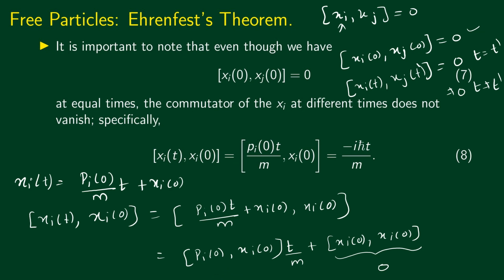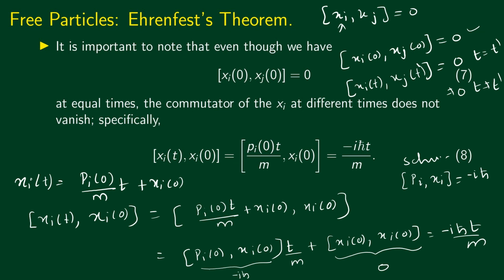Specifically, we know that the commutator between the ith component of position and the ith component of momentum is i h bar. Here it's in the opposite order, so we should get minus i h bar. This commutator is minus i h bar, because already from the Schrodinger picture we know that the commutator of pi with xi at any time is equal to minus i h bar. Now this is true for the Heisenberg picture commutator at time t equal to 0, because the Heisenberg picture operators at time t equal to 0 are the same as the Schrodinger picture operators. So we get minus i h bar t divided by m.